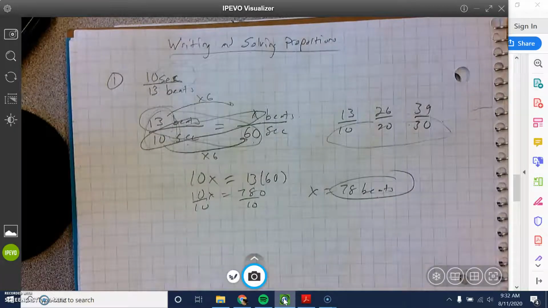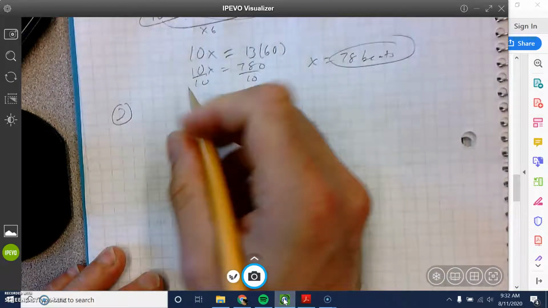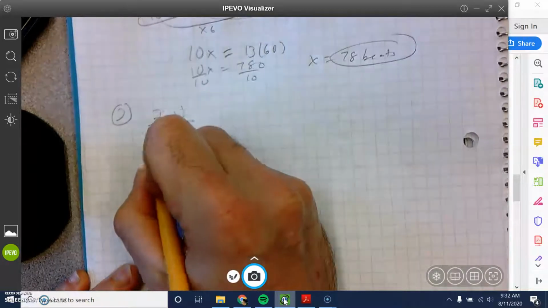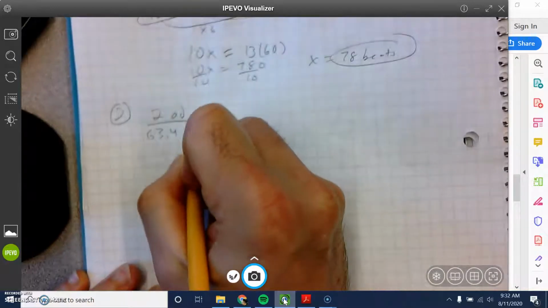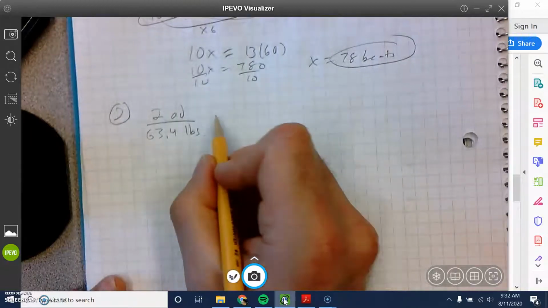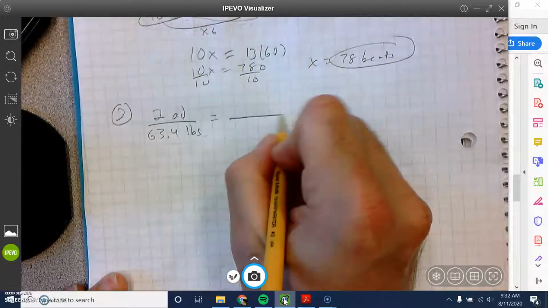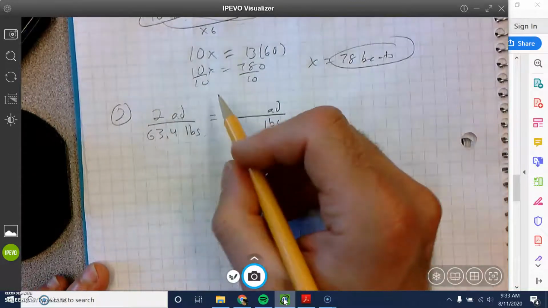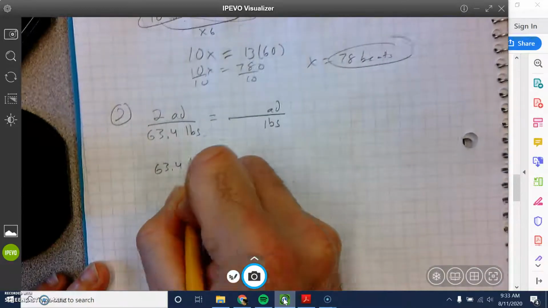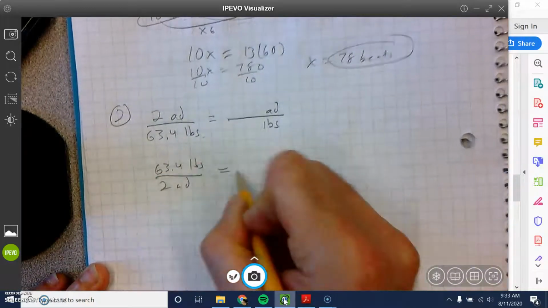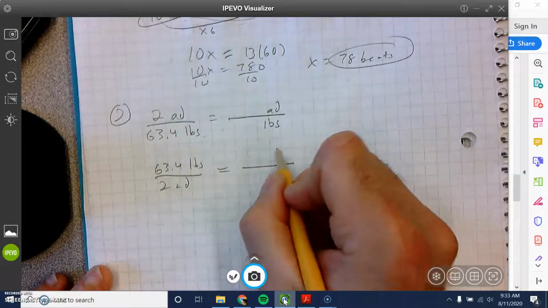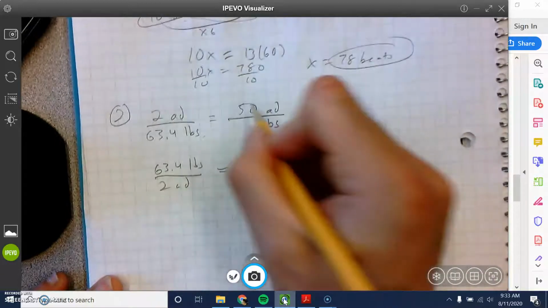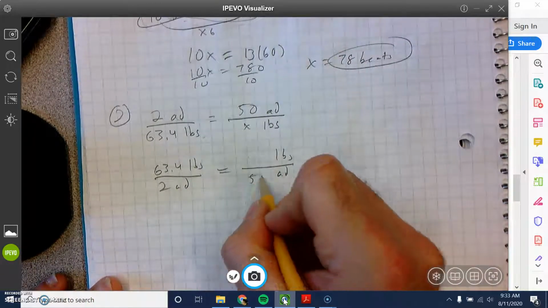Let's see. So, number 2, let's set up our proportion. So 2 adults, I can abbreviate, is 63.4 pounds of garbage. Pounds is LBS. That's how you abbreviate it. So, adults across from adults, pounds of garbage across from pounds of garbage. Now, if I did it this way, would I be wrong? Let's see. So I want 50 adults and X pounds of garbage. So 50 adults, X pounds of garbage.